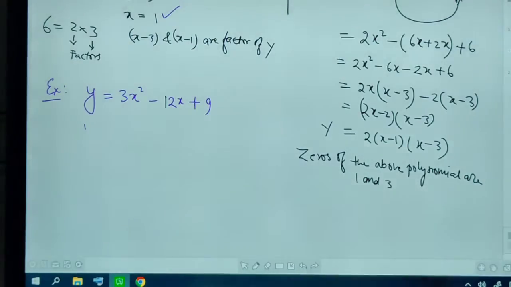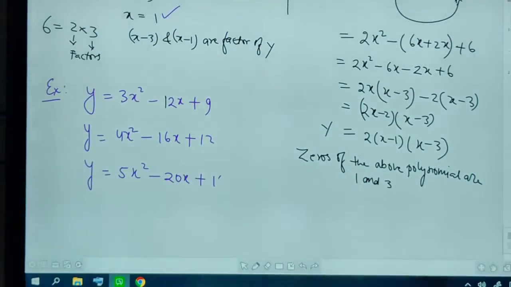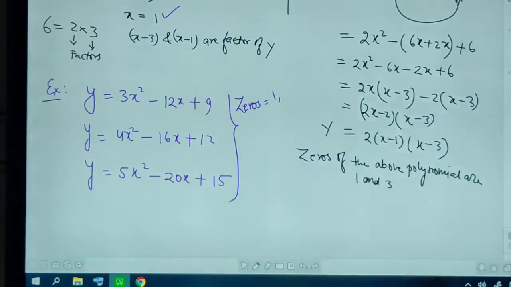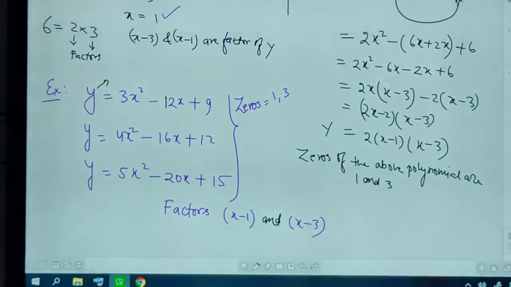If we multiply x square minus 4x plus 3 by 3, we get y is equal to 3x square minus 12x plus 9. A few more examples: y is equal to 4x square minus 16x plus 12, or y is equal to 5x square minus 20x plus 15. In all these cases the zeros are 1 and 3 and factors are x minus 1 and x minus 3.